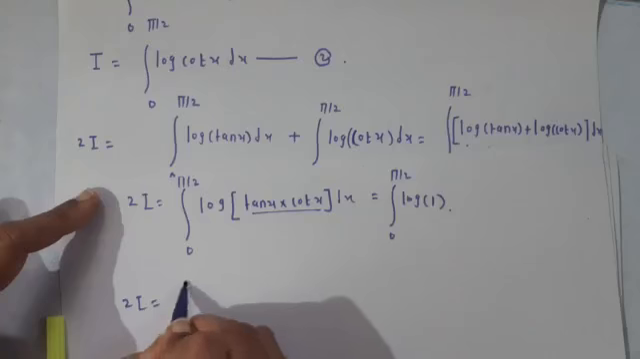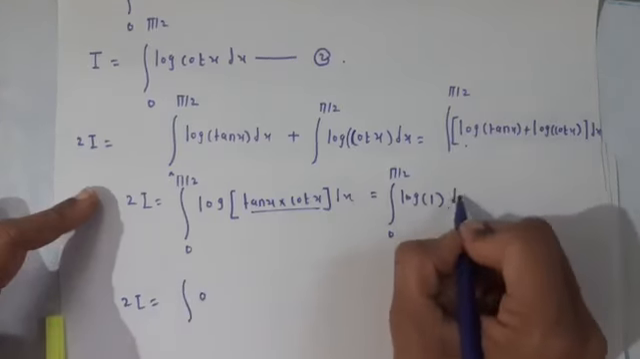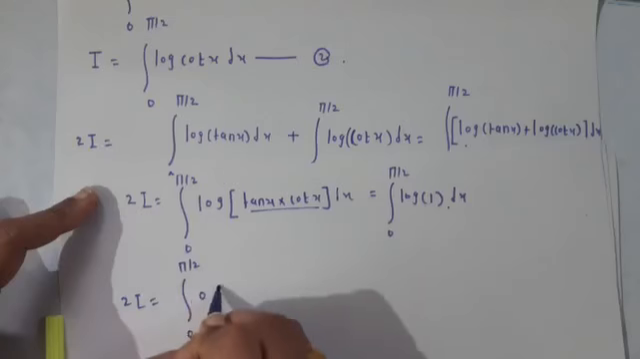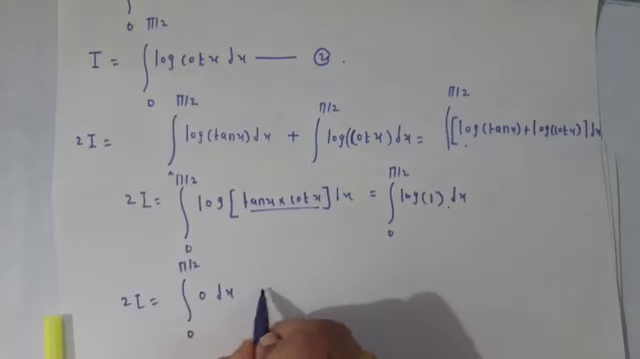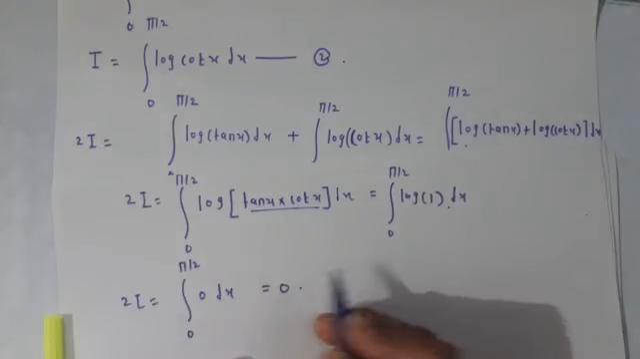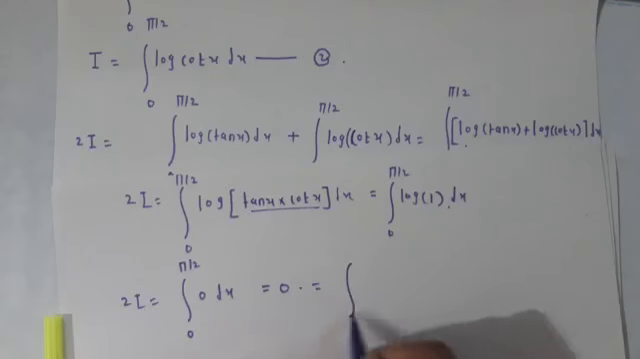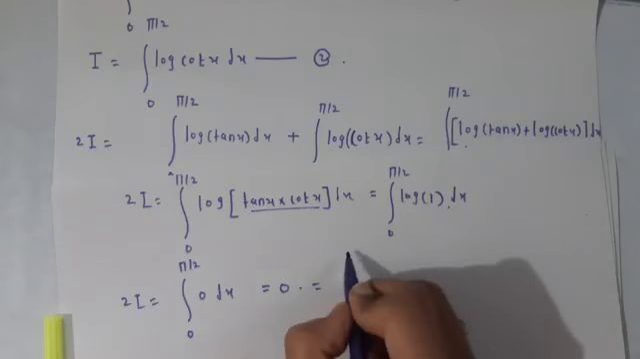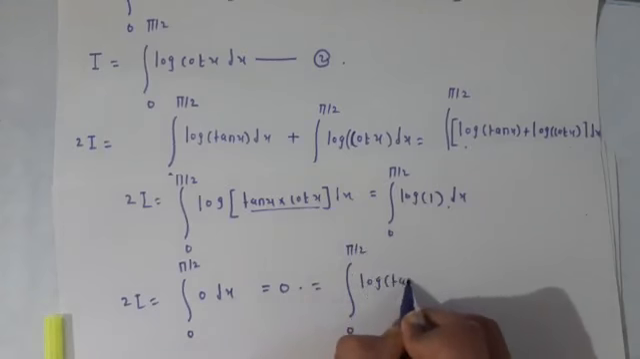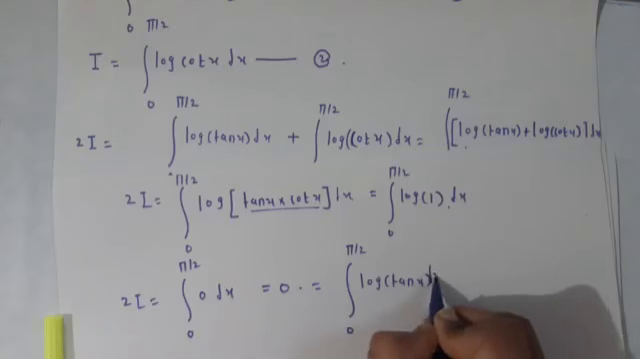2I equal to log of 1. You know that the value of log 1 is 0. So it is integration 0 to pi by 2 of 0 with respect to x, and the integration of 0 is 0. And therefore this is the integration of 0 to pi by 2 log of tan x with respect to x.